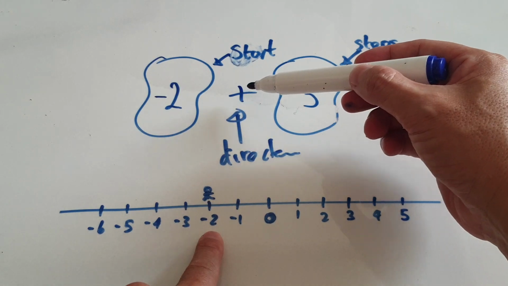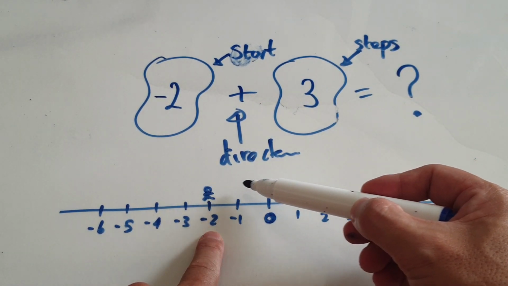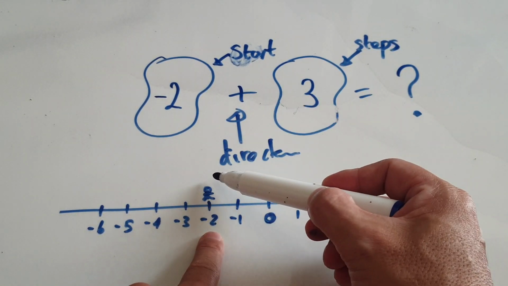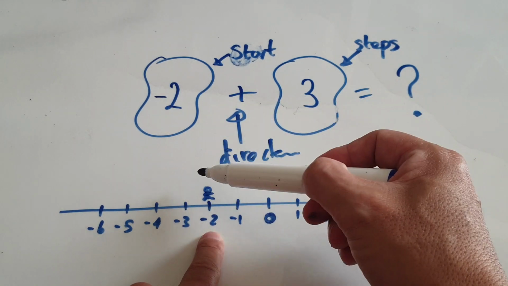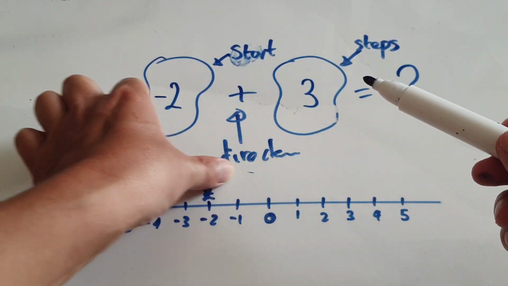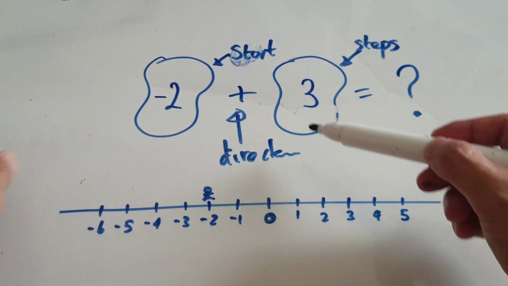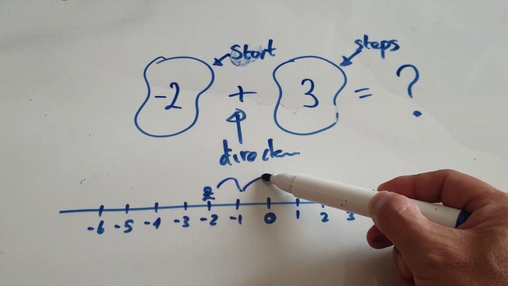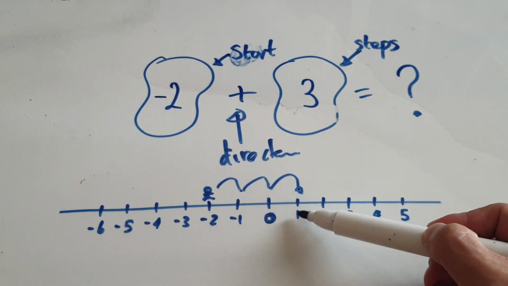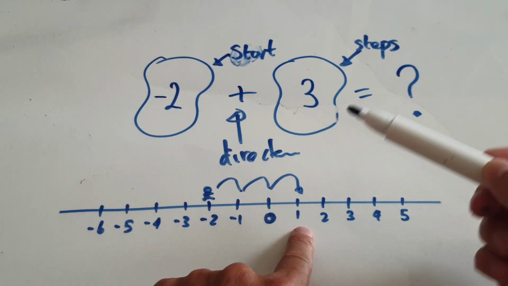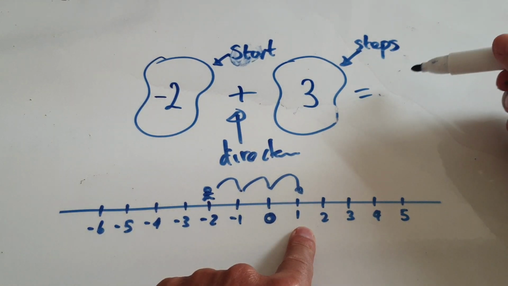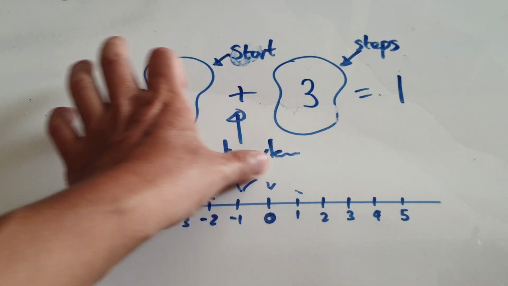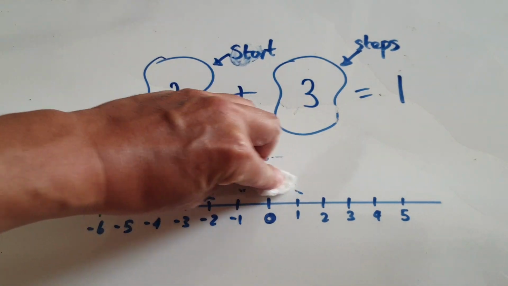This is your direction. You have to move in the, well, this is add, so you move to the right. If it's take away, you move to the left. So in our case, we want to move to the right by this many steps, by 3. 1, 2, 3. So the answer is right here, this location right here. It turns out to be the number 1. Okay, so let me give you another one.